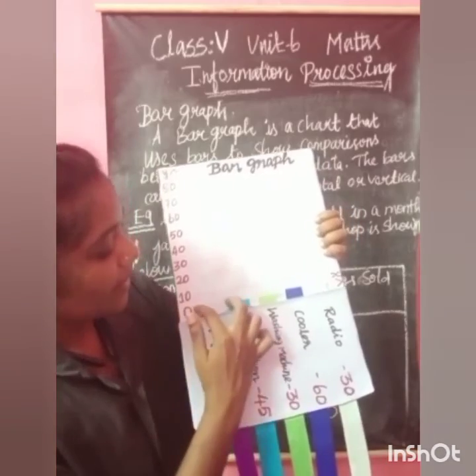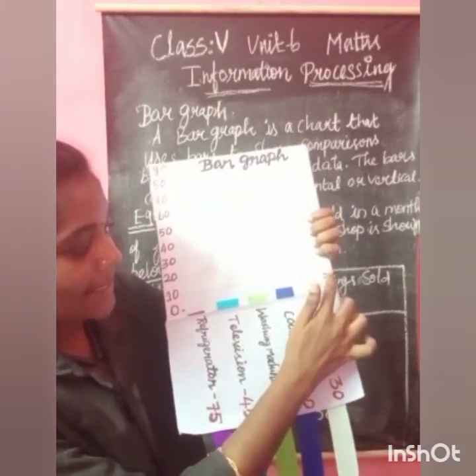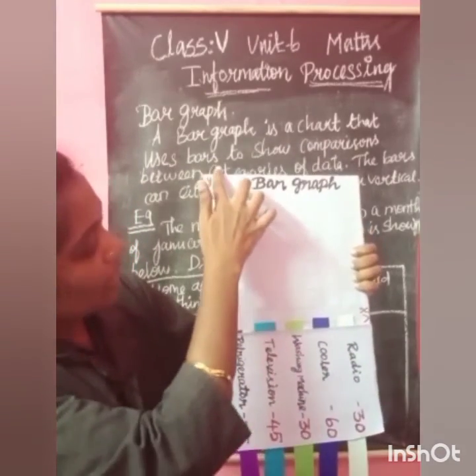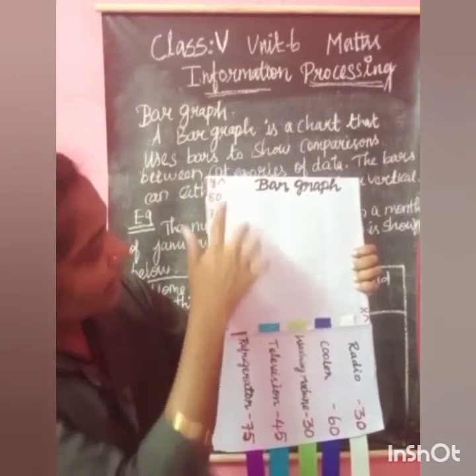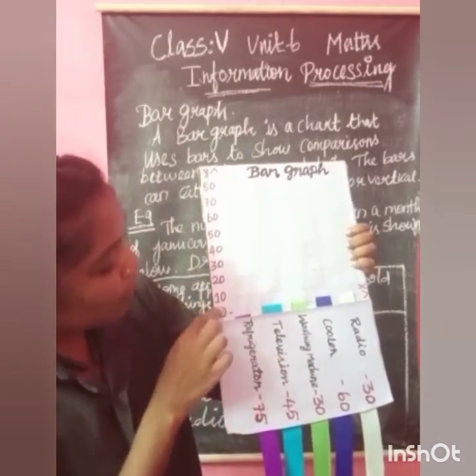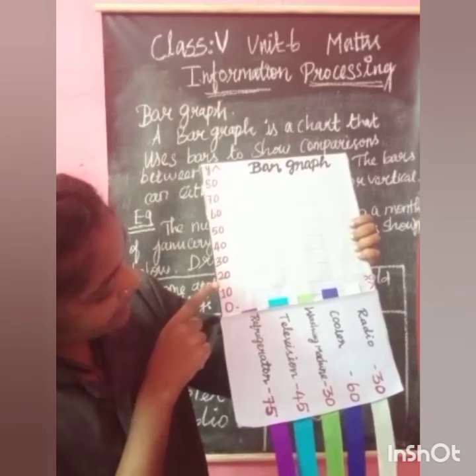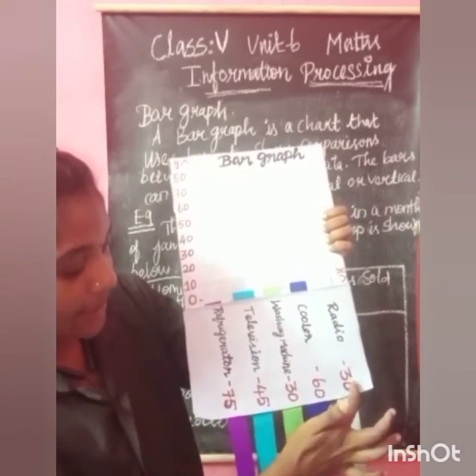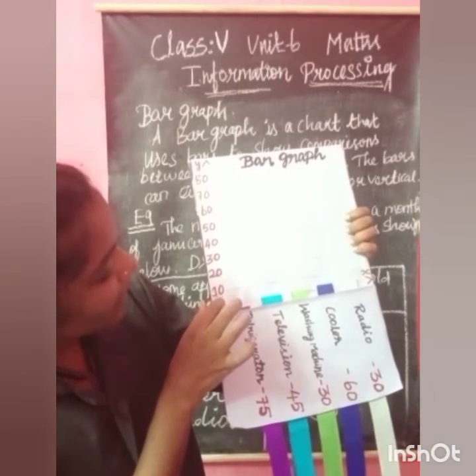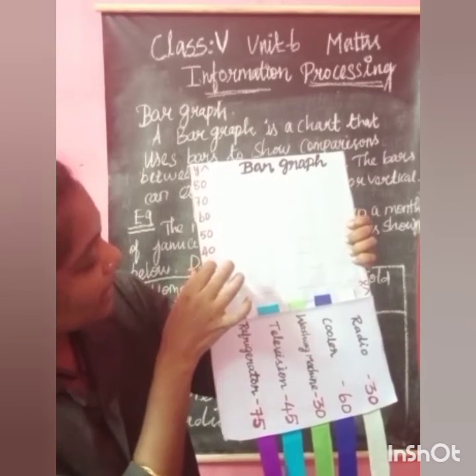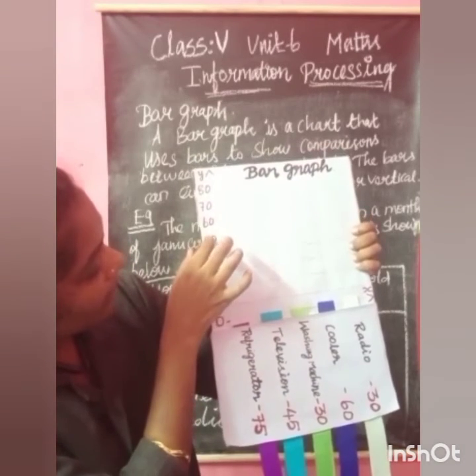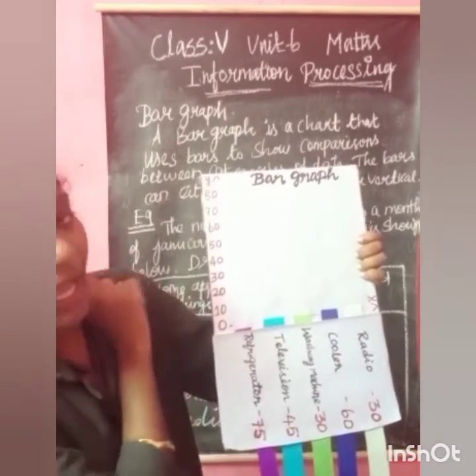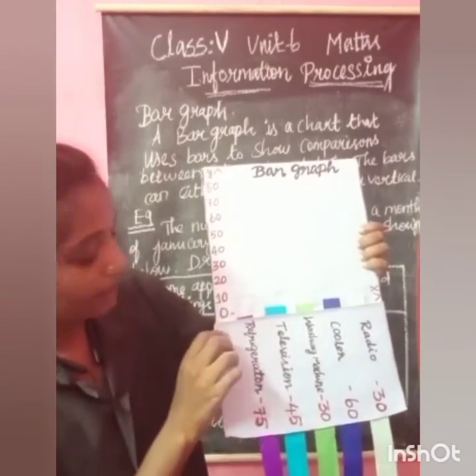So first draw a horizontal line, the x-axis. Next draw a vertical line. This is the y-axis. Now mark the points, children. Here the values given are 75, 45, 30, 60, 30. So we take 0, 10, 20, 30, 40, 50, 60, 70, 80. So take 10, 10, 10.